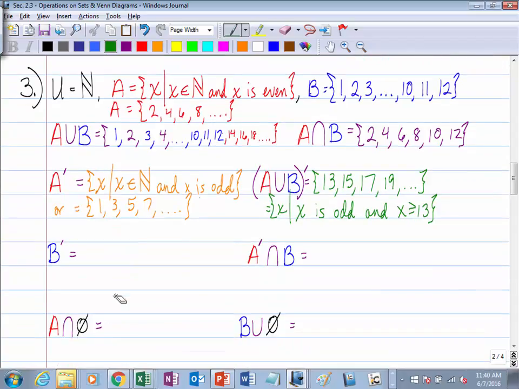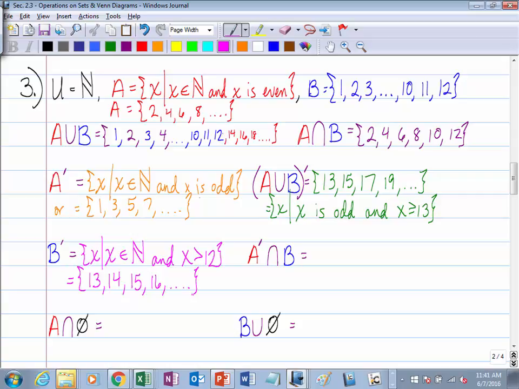Alright, so B complement. So B covers everything up to 12. So the complement of B is just everything that's greater than 12. So you might just say X such that X is a natural number and X is greater than 12. Or you could say greater than or equal to 13, or you could say 13, 14, 15, 16, 17, etc. The brace on the left is easy for me to do. The one on the right still gets me sometimes. All right. Any questions so far?